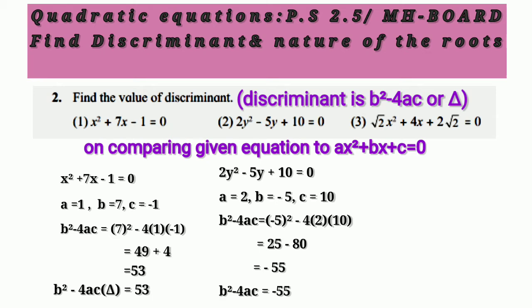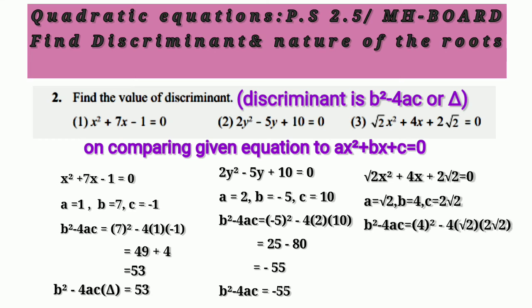The equation is root 2 x square plus 4x plus 2 root 2 equals 0. Here a is root 2, b is 4, c is 2 root 2. The value of the discriminant b square minus 4ac equals 4 square minus 4 into root 2 into 2 root 2. 4 square is 16 and 4 into 2 is 8. Root 2 into root 2 is 2. So 8 into 2 is 16. 16 minus 16 gives us 0. So the value of the discriminant is 0.